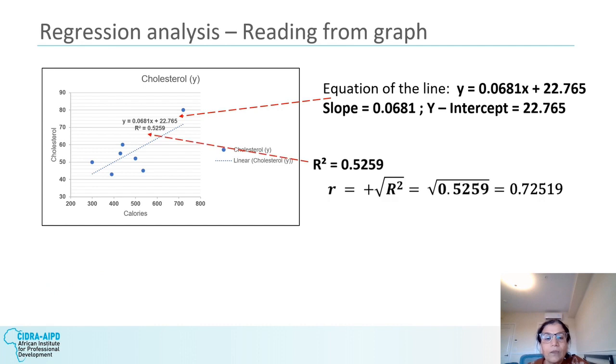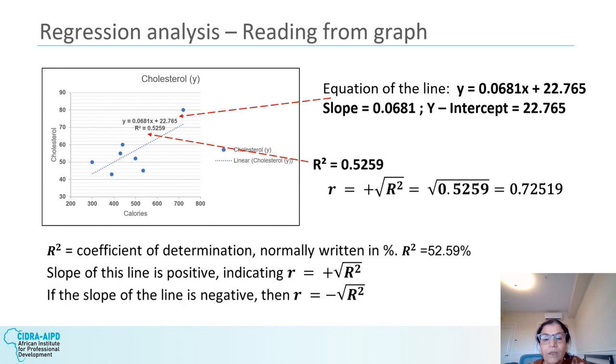R square is the square of the correlation coefficient. So using this value, we can calculate correlation coefficient by taking positive square root of R square, and that will be 0.72519. This R square is the coefficient of determination. Normally it is written in percentages. So the same number will be written as 52.59%.